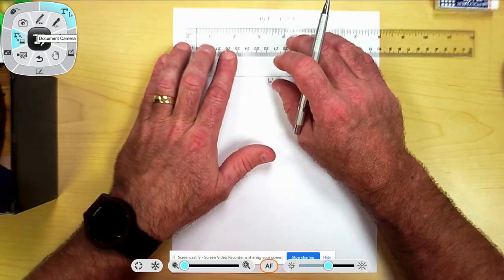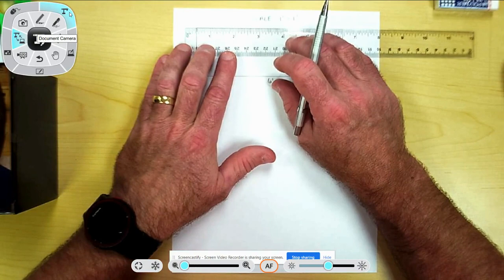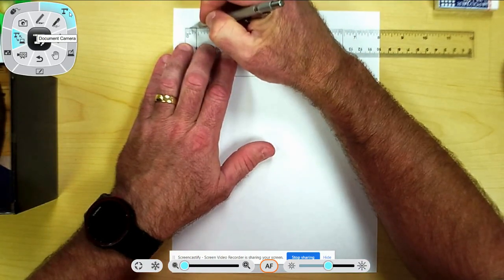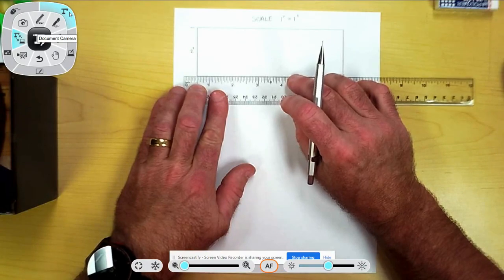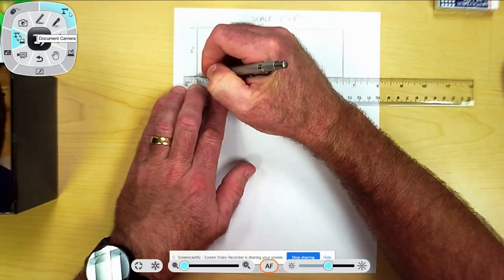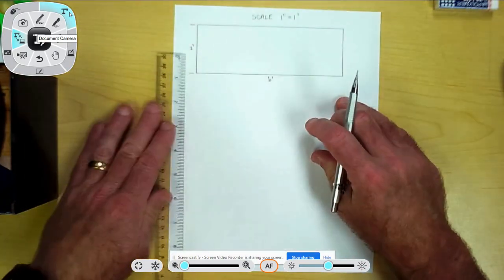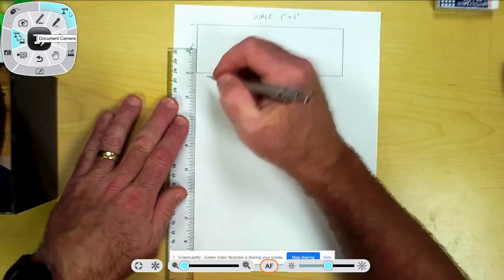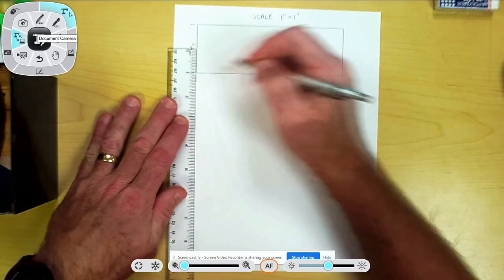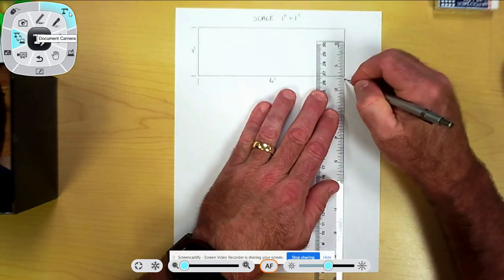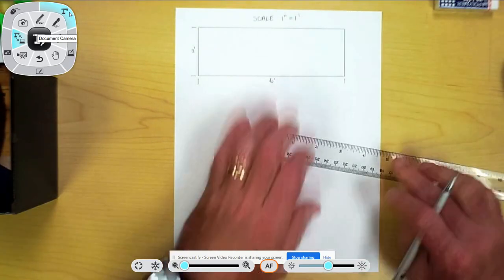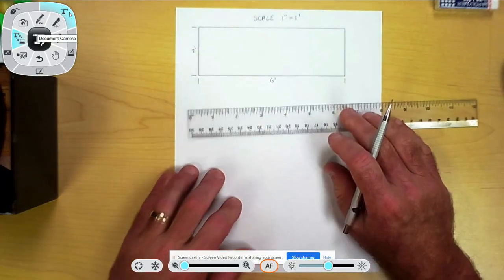You can do this with a ruler, or if you're really good at freehand, you could probably just draw them that way too. So I'm going to draw them with a ruler just to be neat on this first one. And then draw an extension line here. And an extension line here. It doesn't have to be a certain length. It just needs to be kind of like a short distance.